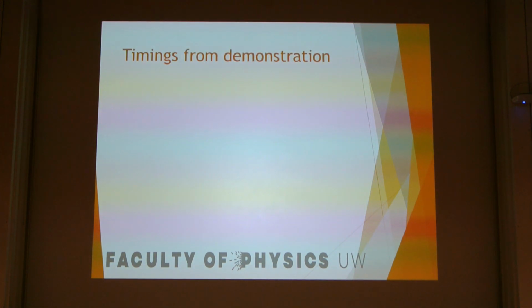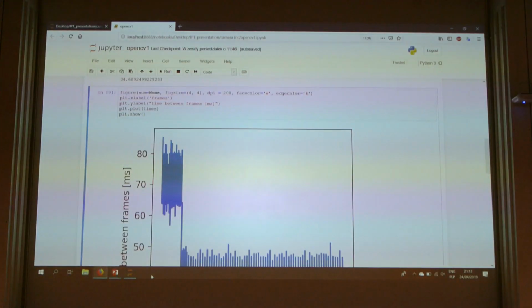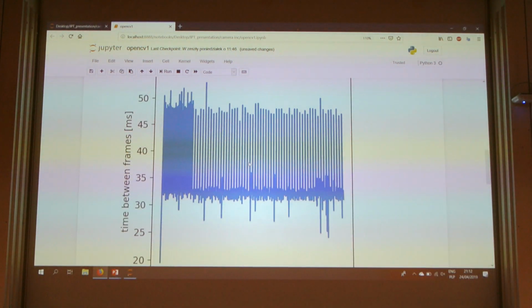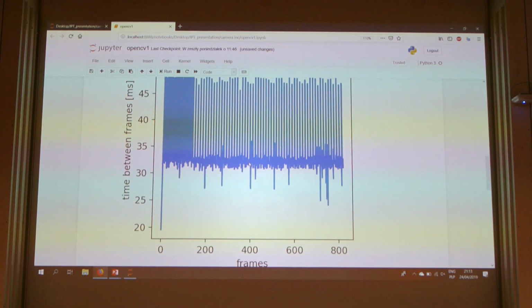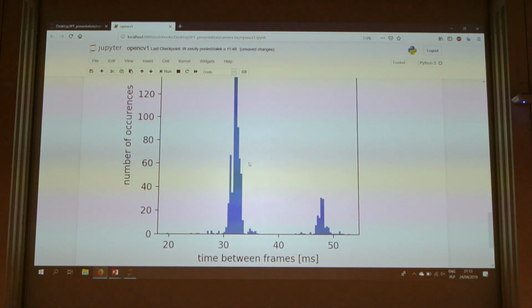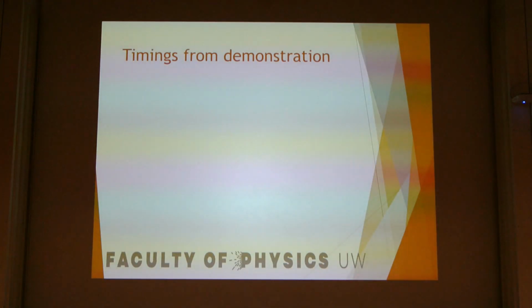So let's talk about some things that we measured together. During our presentation, I showed you the camera effect. And this is the plot that we took during the presentation, where on the x-axis you have frame number, and on the y-axis you have time between frames in milliseconds. So you can see that most of them oscillate about our 33.3 milliseconds. We can also see this on the histogram. But we can also see the jitter. So it works as I said previously. Go back to the presentation.